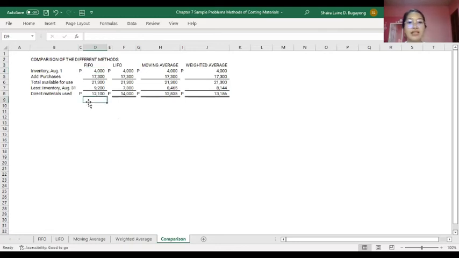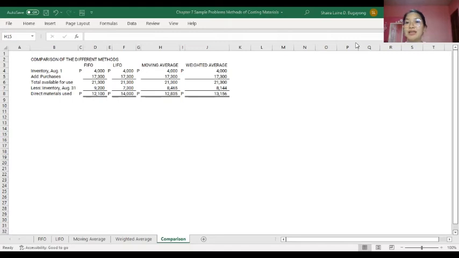So we have here the comparison, no? So the different methods kay lahi-lahi sila sa amount sa cost of materials issued. So please be very, very careful to read the problem kung unsa nga method ang gamiton, okay? So let's proceed to the next topic.